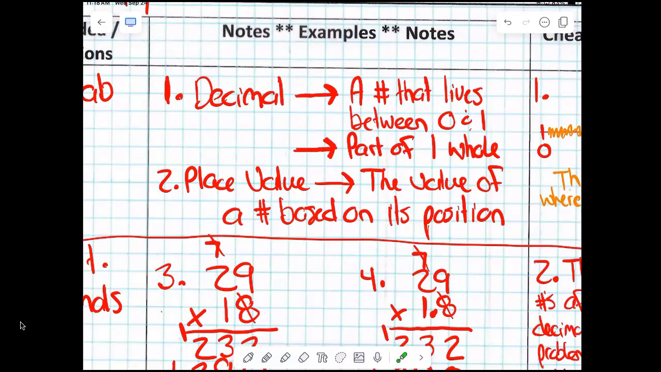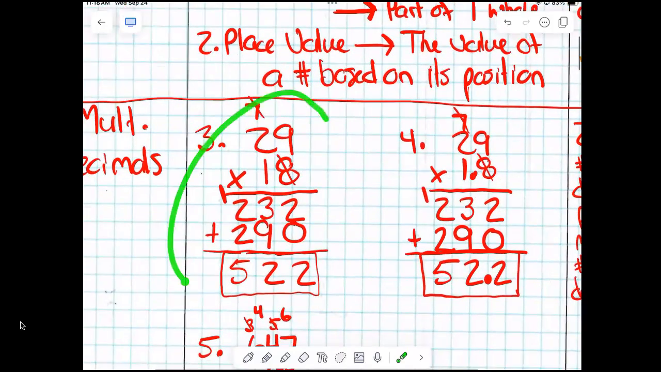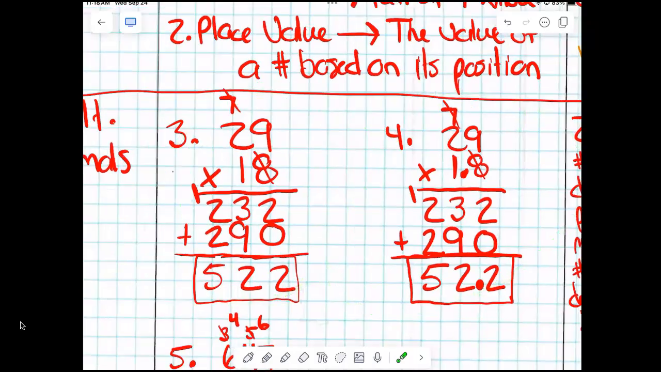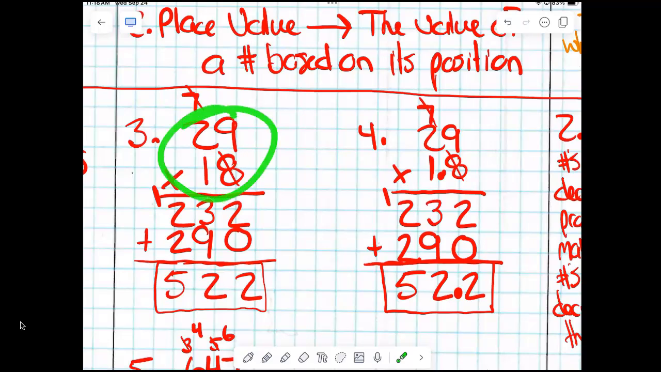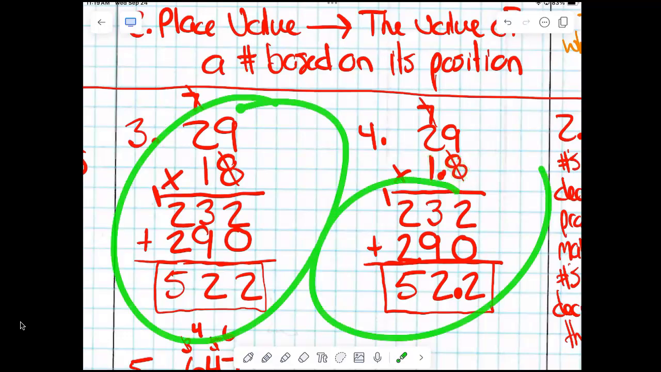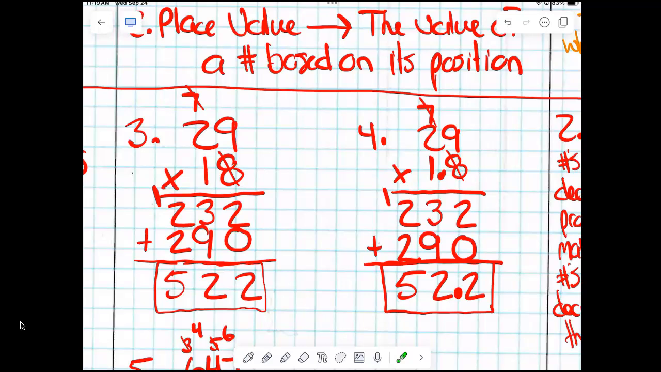400. Do you guys know how to multiply integers? Yeah. This integer, 29 times 18, or these integers, is almost the same as this, but this is 29 times 1 and 8 tenths. See the difference? Yes. Literally all of the math is the exact same. The only difference in this problem is this one has a decimal point, right? Yes.